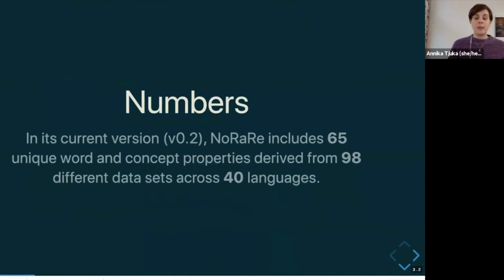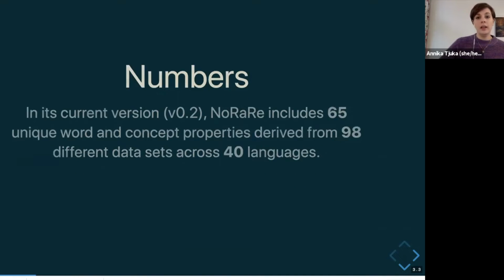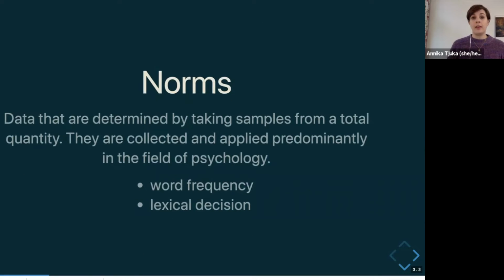And to give you some numbers, we are currently in version 0.2 and have 65 unique word and concept properties derived from 98 different data sets across 40 languages. We have 3 categories in the NoRaRe database. So we have norms, ratings, and relations.